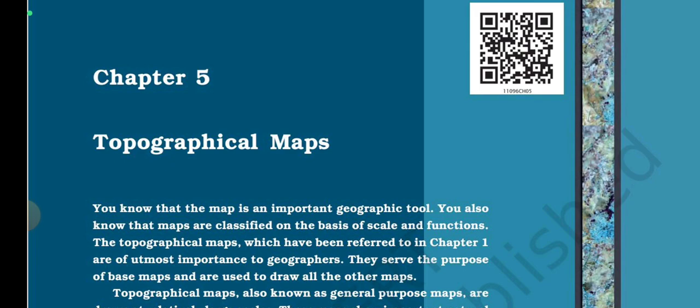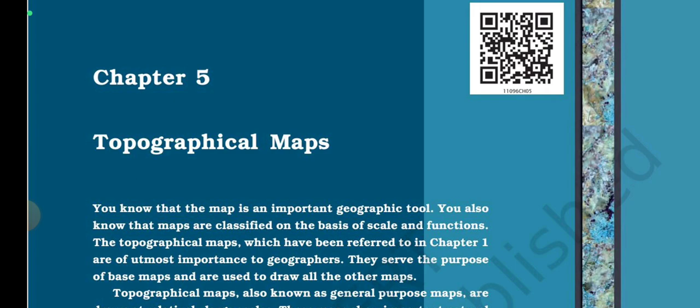We started reading the NCERT book, class 11th, of Practical Geography. So today we will read chapter 5, that is of topographical maps. So let's start. You know that the map is an important geographic tool. You also know that maps are classified on the basis of scale and functions.